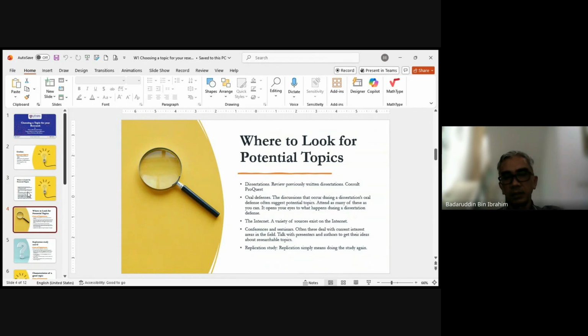Okay. Other than that, where do you look for your potential topics? Of course, this is good practice, and I practice this with all of my former or existing PhD or master level students. You need to review previously written thesis or dissertation related to your topics. Again, I'm using the term topics, not title.